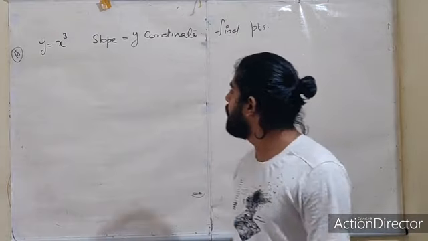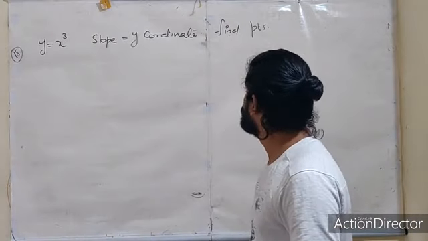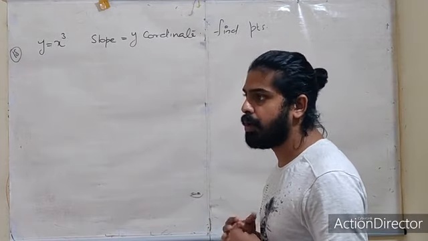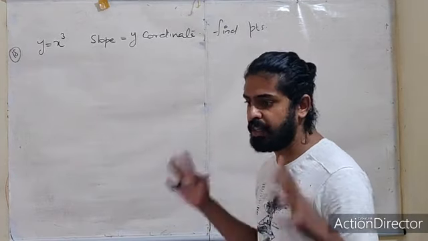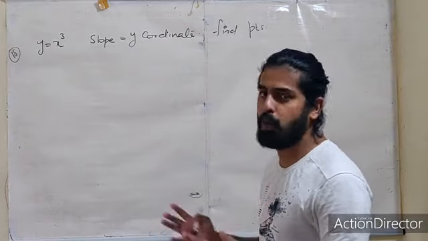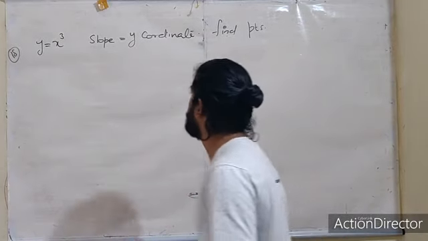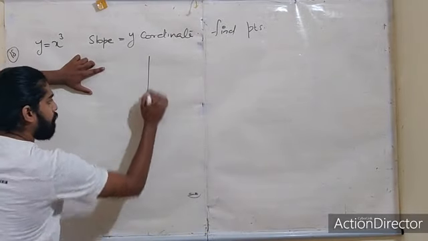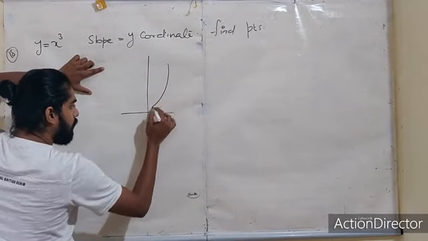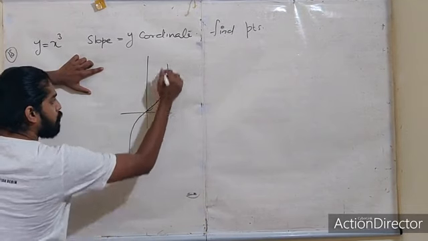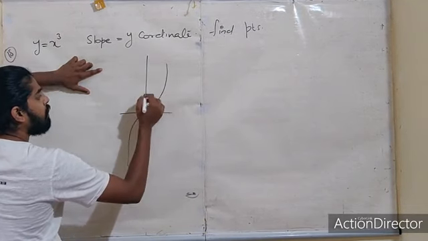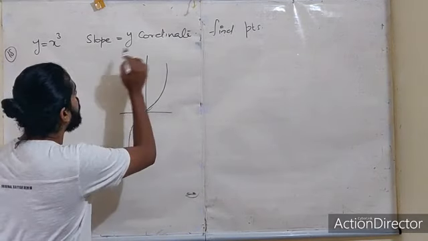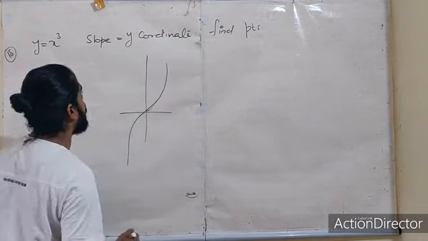So we have to find the point on the curve y is equal to x cube where slope of the tangent is equal to y coordinate of the point. Here neither the point nor the slope is given. In all the previous questions, either slope or the point was given. Here neither is given, but a relation is given that the slope is equal to y coordinate. So we have to find a point on this curve y equal to x cube, at which the slope is equal to y coordinate of the point.